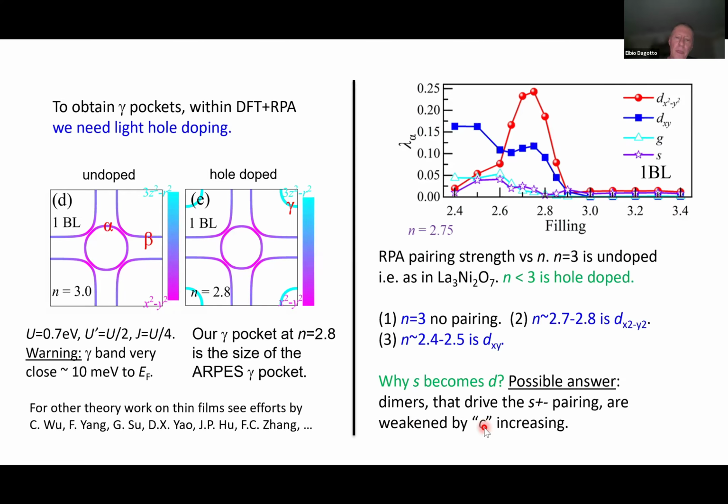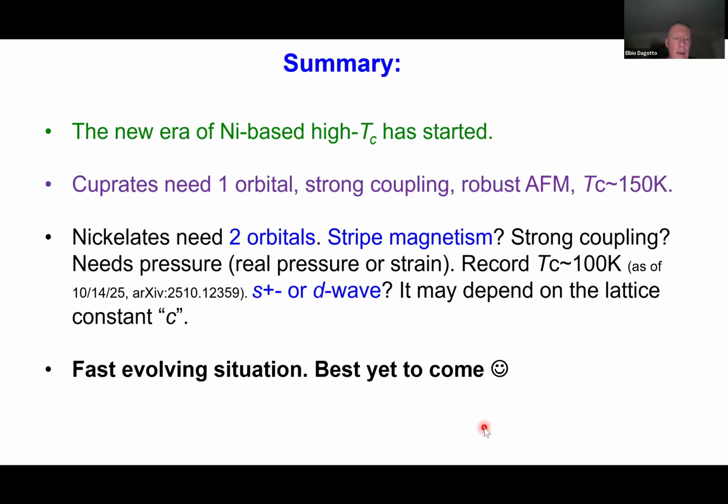So anyway, I arrived right on time. I arrived to the summary. So the new era of nickel-based high TC has started. For the cuprates, it is well established that from the modeling perspective, you need one orbital, the famous dx squared minus y squared. It is a strong coupling. We have a robust antiferromagnetism. There are good and shiny single crystals. You can do inelastic neutron scattering. Everything is fantastic. We still don't agree with the theory, but at least the experimental portion is very robust. And the TC, the record TC, is at 150 Kelvin if you push it a little with high pressure.